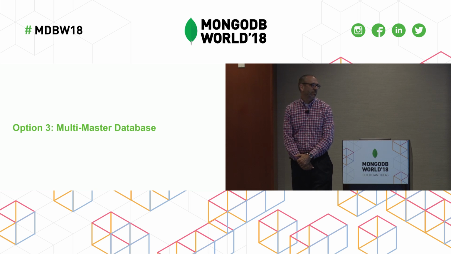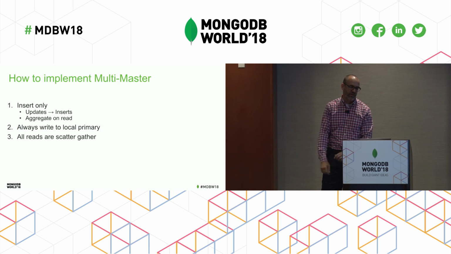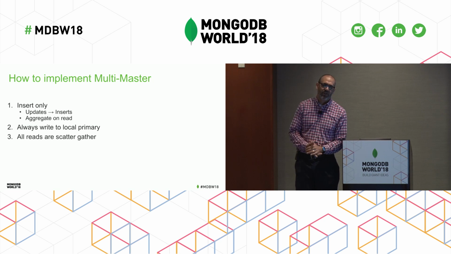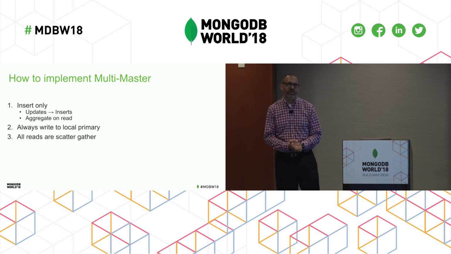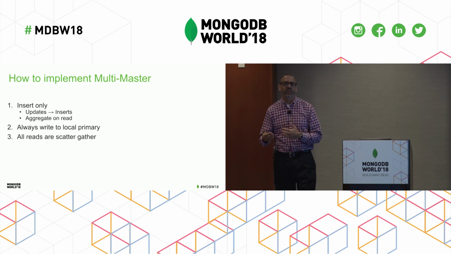So how would you possibly implement that in MongoDB since we can only have 1 primary? So let's talk about that. In order to implement a pure MultiMaster, we're going to change the way we write our application a bit. We're not going to allow any updates. We're only going to allow inserts.